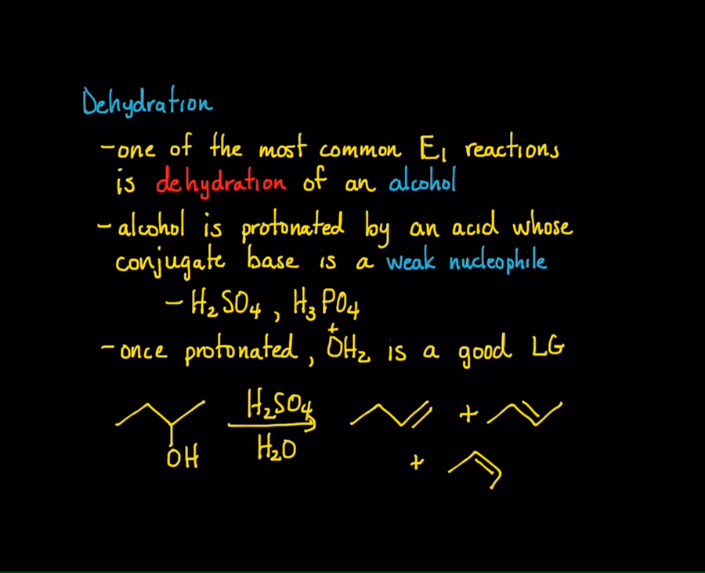Here there are 2 beta carbons, and so I can get elimination to give me 1-butene. I can get elimination to give me 2-butene. Notice with 2-butene I can have either cis or trans 2-butene. And we're going to look at how we form these 3 products, right? So how do we look at understanding how these 3 products are formed?